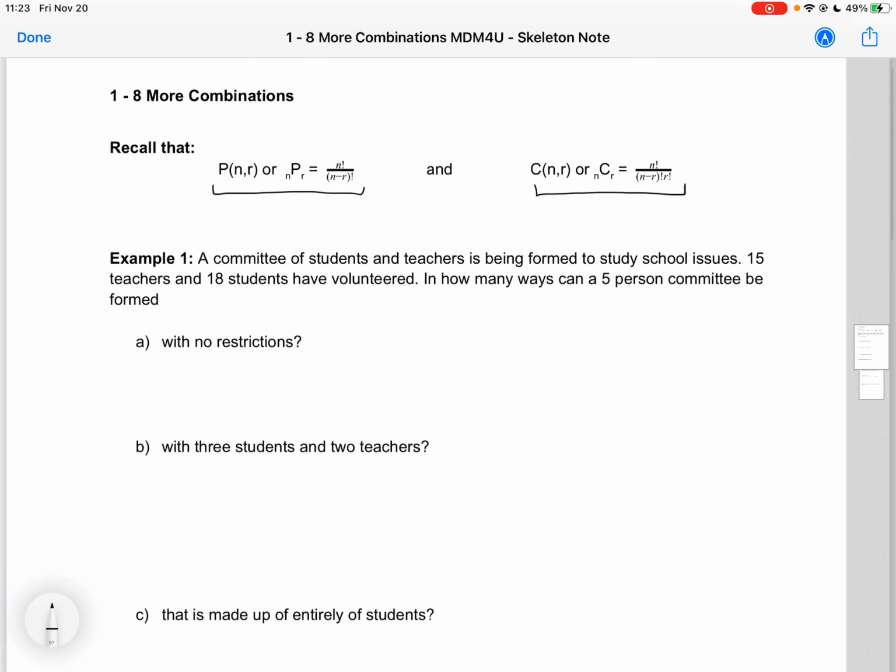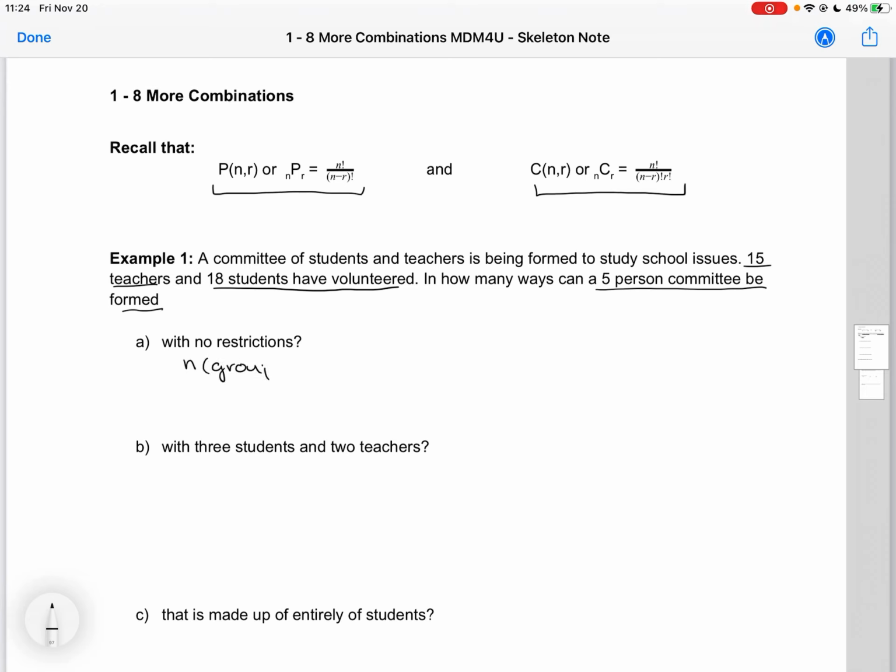In example 1, we've got a committee of students and teachers being formed to study school issues. 15 teachers and 18 students have volunteered. What we want to know is in how many ways can a 5-person committee be formed. So the first one we're going to look at is no restrictions.